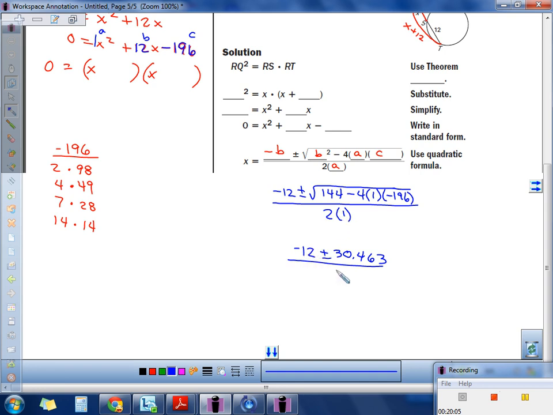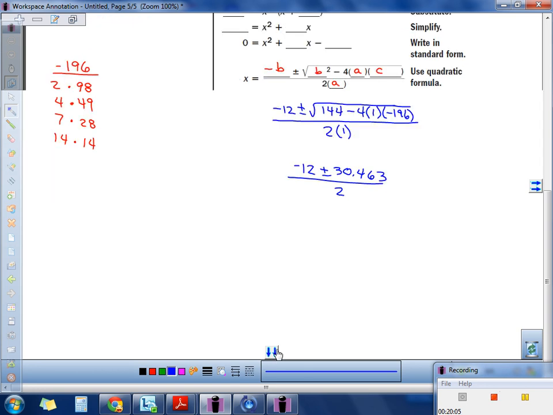Now, since this is 2 times 1, we can do that real quick. That's easy. 2 times 1 is 2. Now, does anybody remember what that plus or minus is going to do to our answer? Yeah, I hear it. It's going to give us 2 answers. So here's what it's going to look like. We're going to do this to show that we're going to have 2 separate answers.